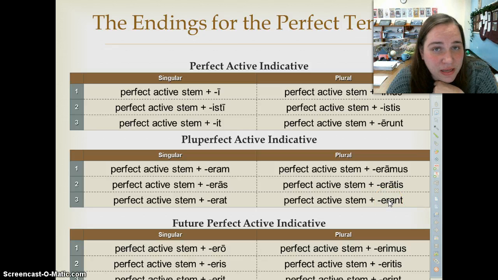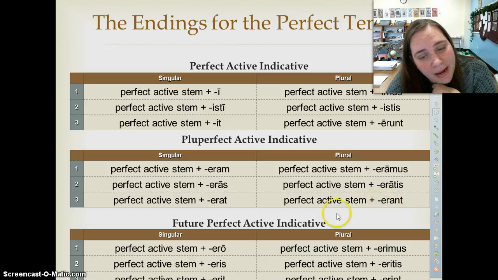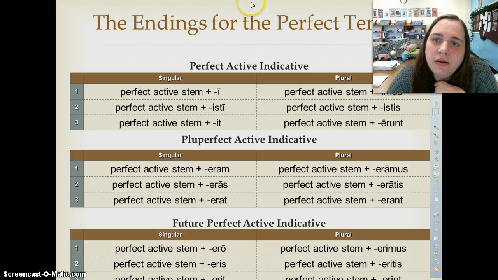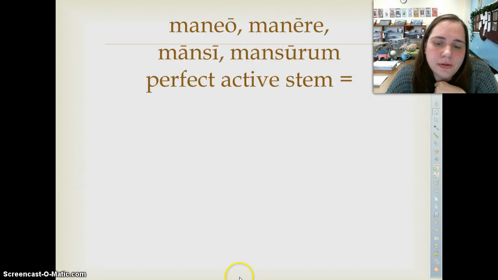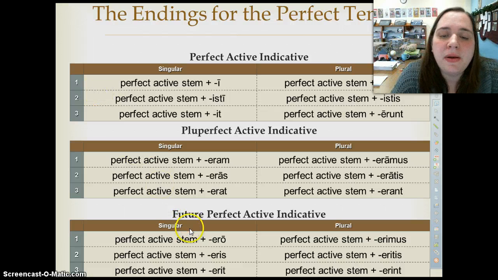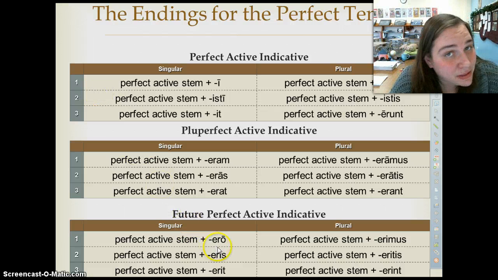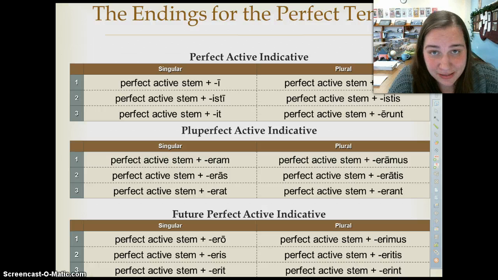So the imperfect of the verb to be. And the future, oops, hold on, I gotta go back. There we go. Is very similar to the future of the verb to be: ero, eris, erit, erimus, eritis, but the third person plural future perfect active indicative is erint, so that it's not confused with the third person plural perfect active indicative.